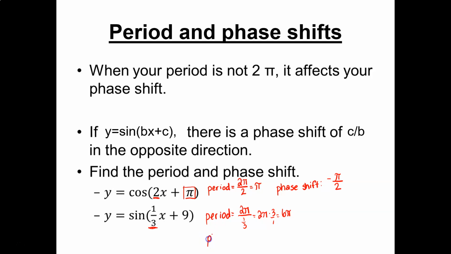And then our phase shift is going to be this number here and opposite sign. So left 9 over the number in front of our x, so 1/3, which is going to be negative 9 times 3 over 1. So negative 27 there, or left 27.